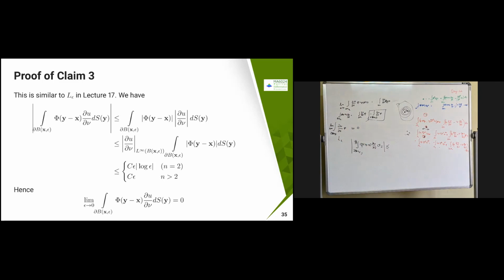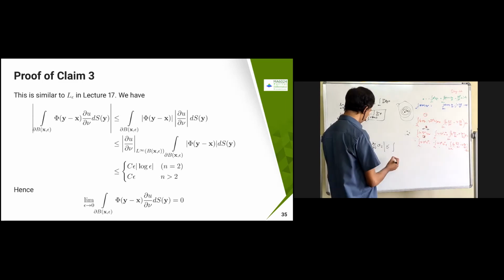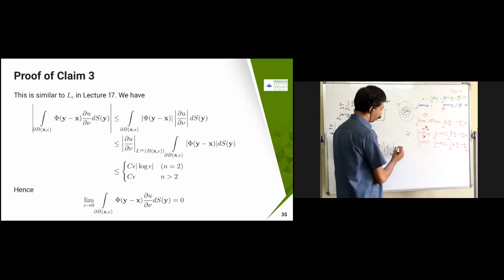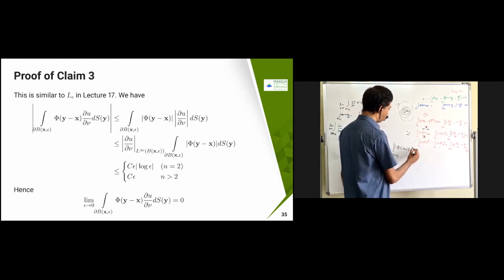So this already we have proved, this C epsilon log epsilon and C epsilon we have proved. I'm just giving 2 lines extra. I just extended it to the board, but I didn't give the proof in my PDF. So I'm just extending the slide. This is going to be less than or equal to, bringing the modulus inside, the integral over dou B of x comma epsilon of modulus of pi of y minus x into modulus of dou u by dou nu dS.